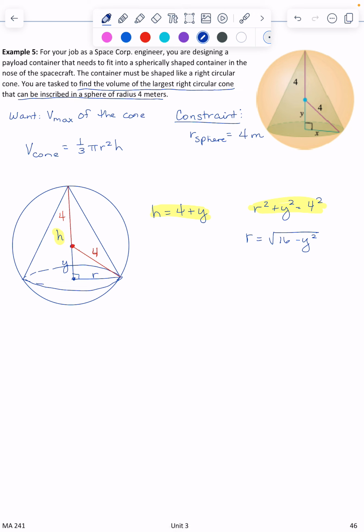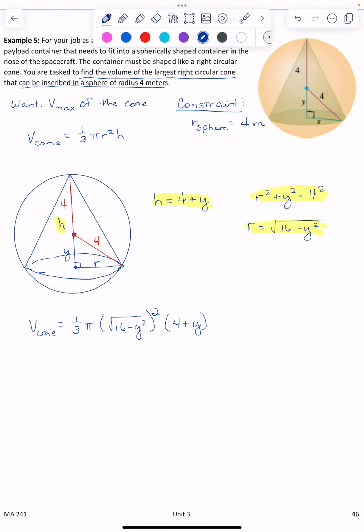And now I have both my height and my radius in terms of one variable, y, which gives me a really good start. I can find my volume. So I'm going to say that V for my cone is equal to 1/3 pi. Instead of writing r squared, I'm going to write the square root of 16 minus y squared, and that's squared, times my height. That's 4 plus y. All right. So now I have everything in terms of just that y term. Okay. That's the volume of my cone.